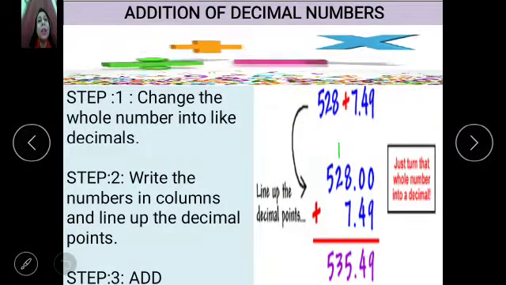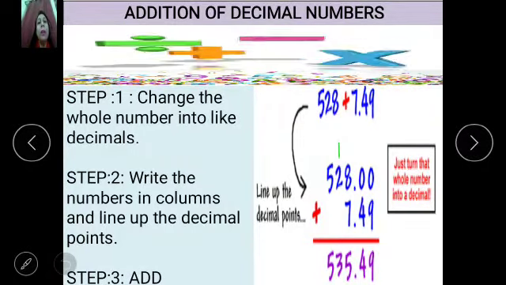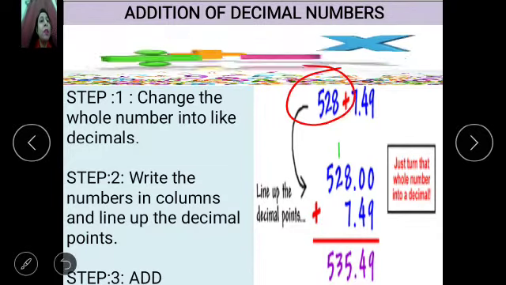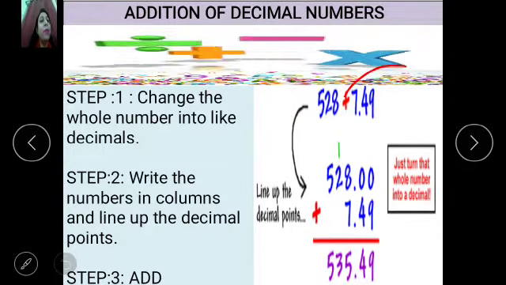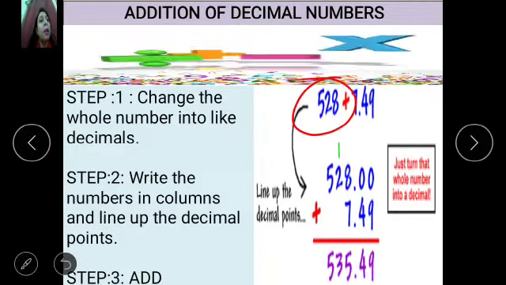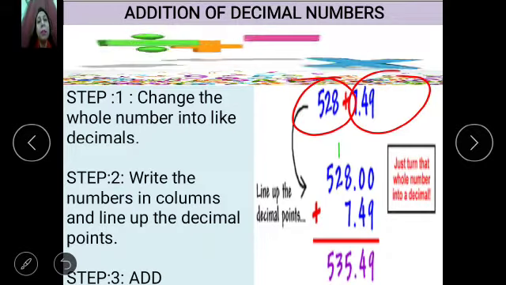Children, now come to the next. So, addition of decimal numbers. Here I have taken two numbers, 528 and 7.49. One is a whole number and the other is a decimal number.